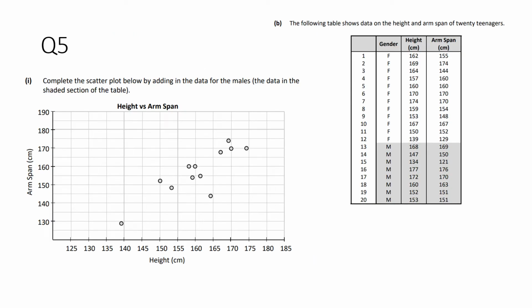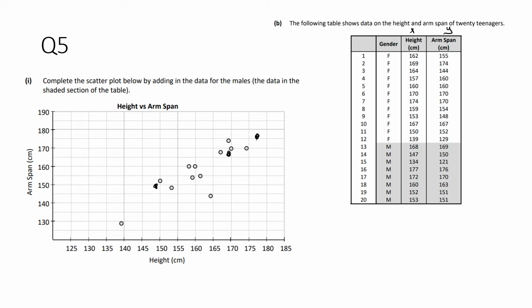For the next part then, you need to plot the remaining points onto the diagram. The height is on the X and the arm span is on the Y. So you go to 168 and you plot 169. You can do them as dots or X's, it doesn't really matter. 147, 150. Then you do 134, 121. And then you do 177, 176.